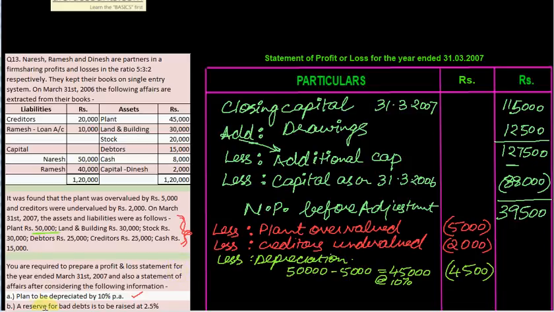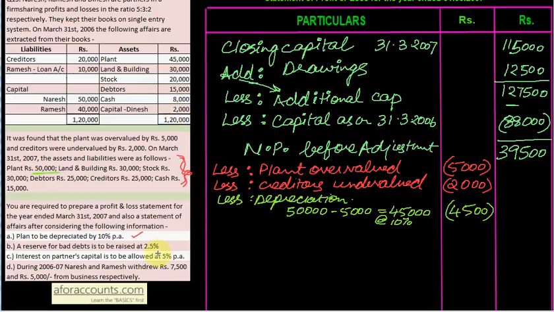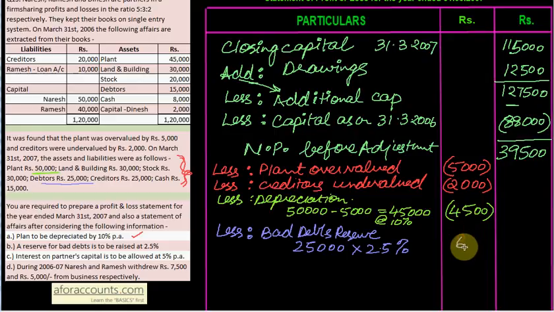Next, a reserve for bad debts is to be raised at 2.5%. So what are the debtors amount that we need to know? Debtors is 25,000 as mentioned here. So bad debts reserve बनाएंगे तो profit और कम ही होने वाला है. So net profit कम होगा. So less bad debts reserve. How much? 25,000 debtors is given in the question. 25,000 का 2.5%, that comes up to 625. So subtract that also. Now at last we'll be finding out interest on partners capital to be allowed at 5%.